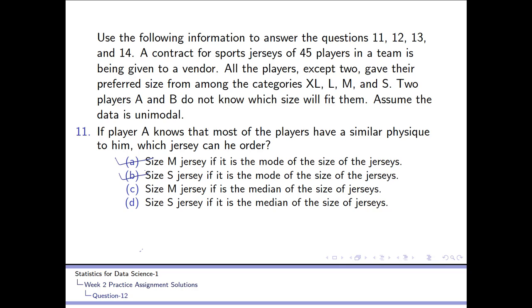Option C: size M jersey, if it is the median of the size of jerseys. This option is wrong, because A is to order the mode jersey size, but here it is given that M is the median of the size of jerseys, and mode and median need not be equal. So it is not mandatory that if it is the median, it will be the mode. So he will not order M size jersey if it is the median of the size of jerseys.